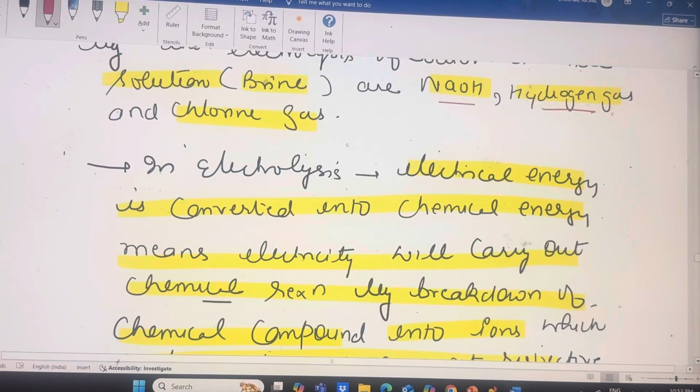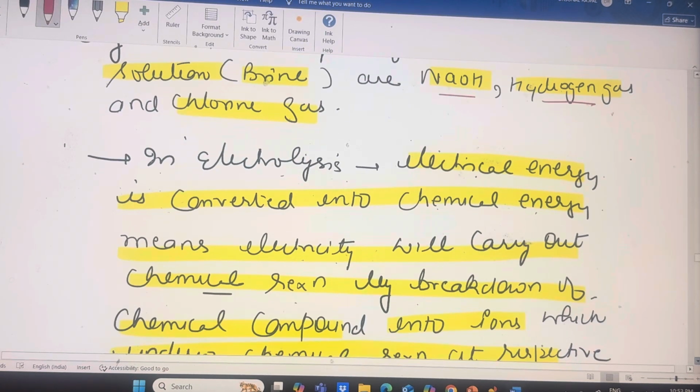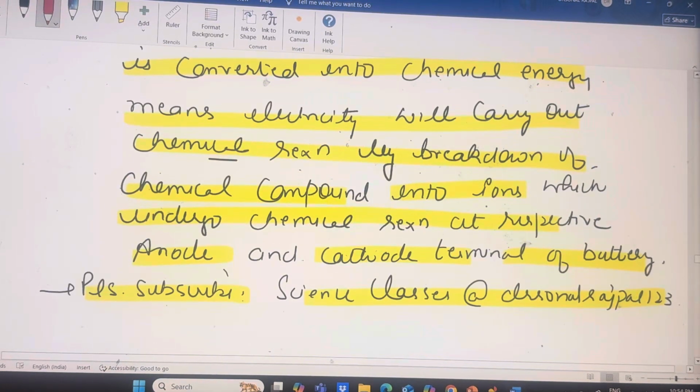And one more important thing I would like to tell you, in electrolysis, here the electrical energy is converted into chemical energy. Means the electricity will carry out the chemical reaction by the breakdown of the chemical compound into ions, and these ions will move to the respective anode and cathode terminal of the battery, where they will undergo chemical reaction and hydrogen gas and chlorine gas is produced.